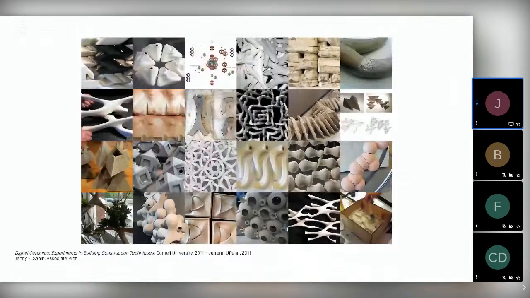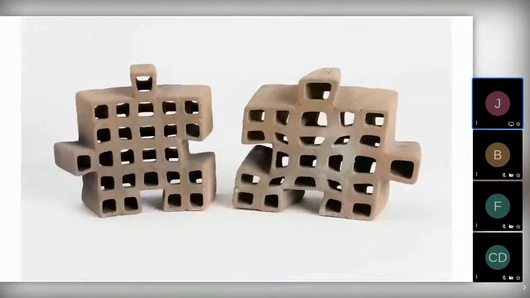Since that time, this has led to a series of seminars and option studios on the topic of digital ceramics, representing over a decade of research, innovation, and teaching. Algorithmic design techniques are integrated with digital fabrication for the production of ceramic components and 3D tiles at a range of scales and applications. In my lab, for the past 5 to 6 years, we've been focusing on the brick as a ground for exploration and research.